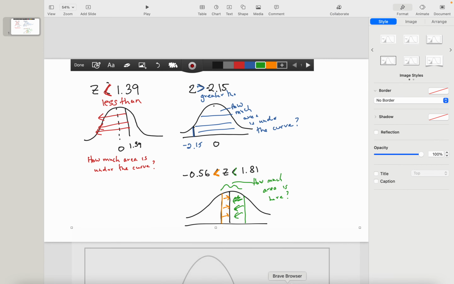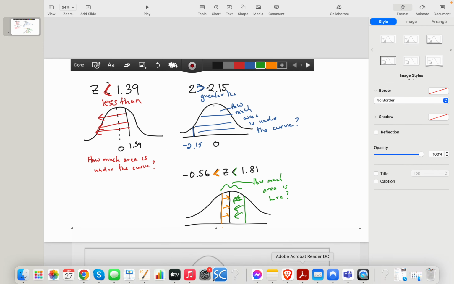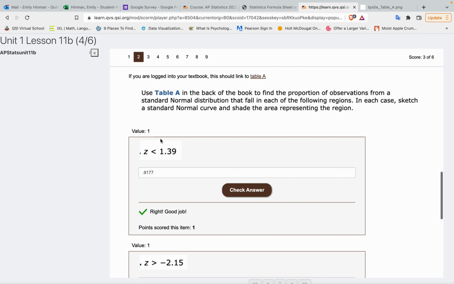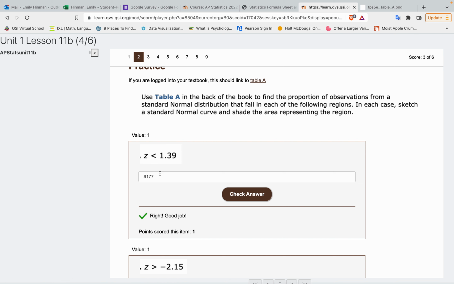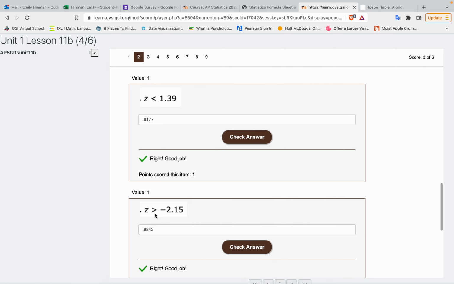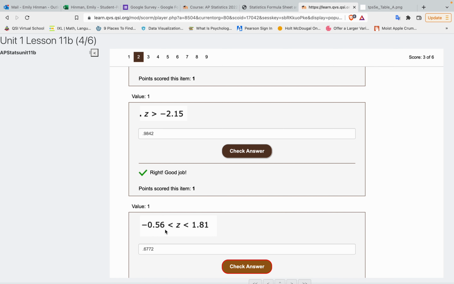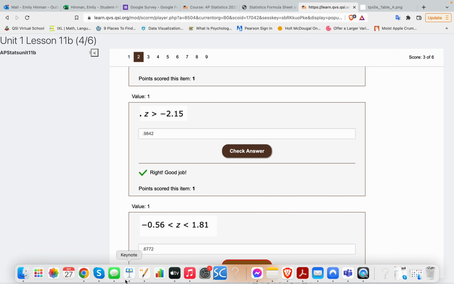curves. And if you look at the questions, I just show you what the questions look like in this slide. The questions on the slide are asking you to find the percentage of the shaded region when z is less than 1.39, when z is greater than negative 2.15, and when z is between negative 0.56 and 1.81. So what do I do first?